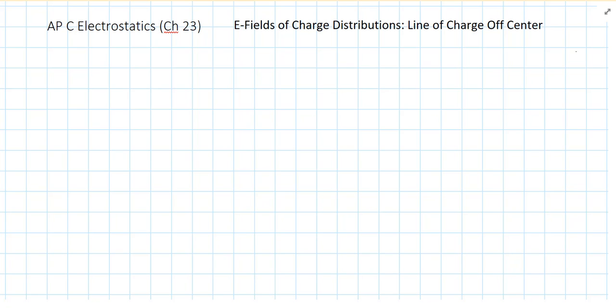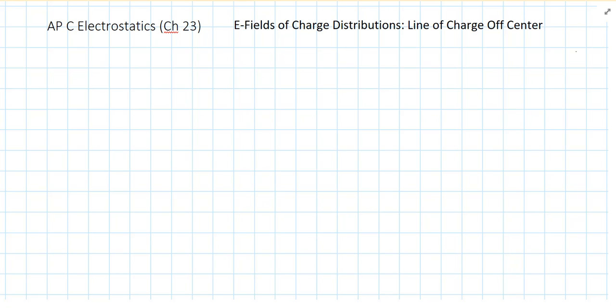Hey folks, I've got one last significant charge distribution to talk about as far as creating electric fields, and that's a line of charge if we're off center. Meaning not off the edge, but somewhere else along the bar. This is probably the toughest one that we're going to do, well, except for the disk of charge. I think the disk of charge is the hardest one, but this is a second place one.